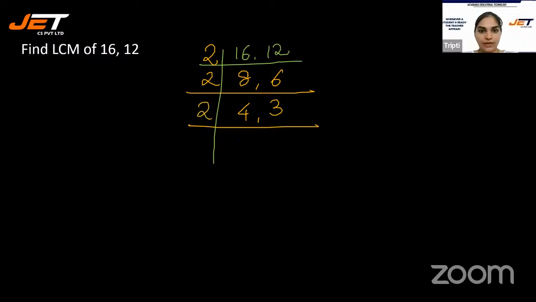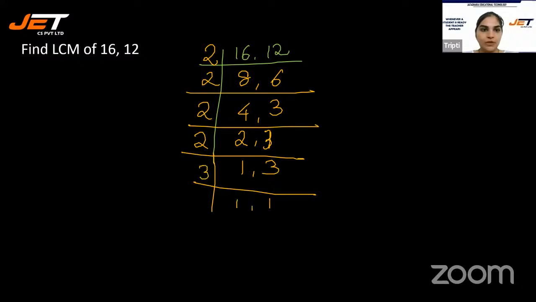I'll take away 2 only. 2 times 2 is 4 and 3 right there only, because 3 is not divisible by 2. 2 times 1 is 2 and 3 here. And then 3 times 1 is 3. So what I have done here is 2 times 2 times 2 times 2 times 3.